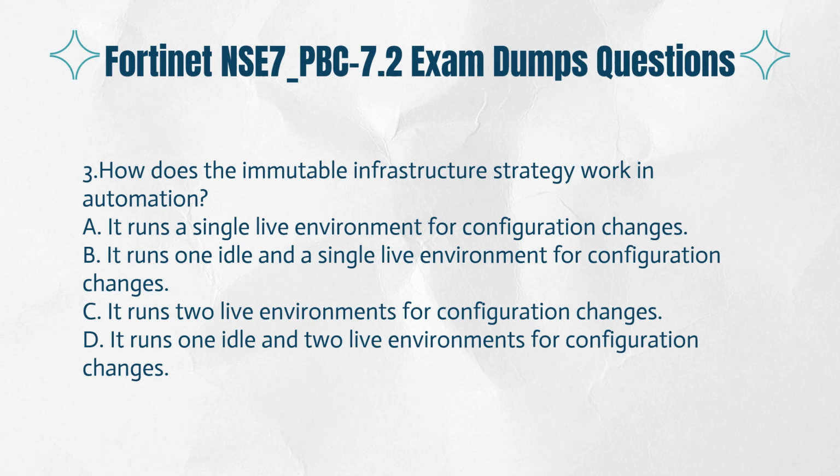3. How does the immutable infrastructure strategy work in automation? A. It runs a single live environment for configuration changes. B. It runs one idle and a single live environment for configuration changes. C. It runs 2 live environments for configuration changes. D. It runs 1 idle and 2 live environments for configuration changes.